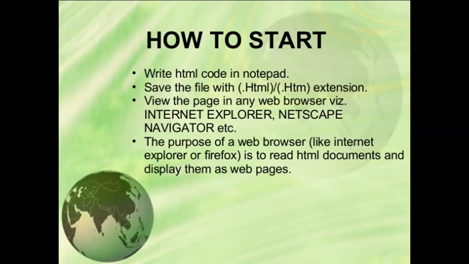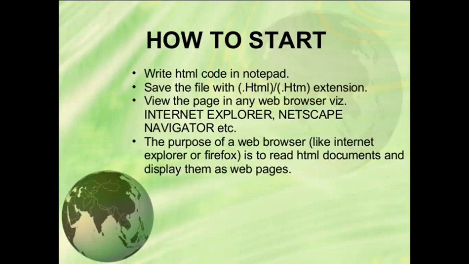The third step involves viewing the result, how and where to see the result. As simple as that: once your HTML code is written and saved, the next step involves opening any web browser, Internet Explorer, Netscape Navigator, etc. Any one of them you can use as available in your computer. The purpose of a web browser like Internet Explorer or Firefox is actually to read the HTML document and display it as web pages.